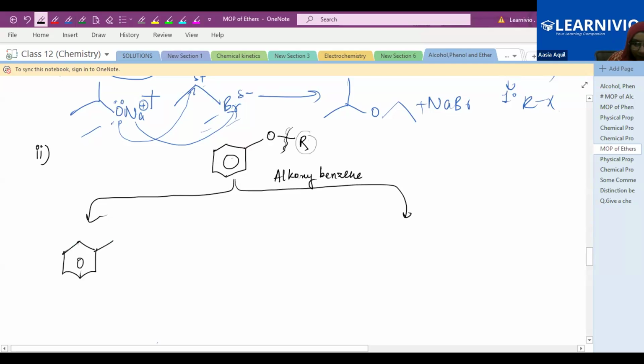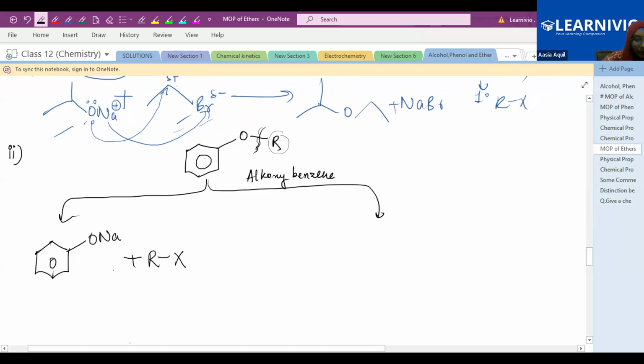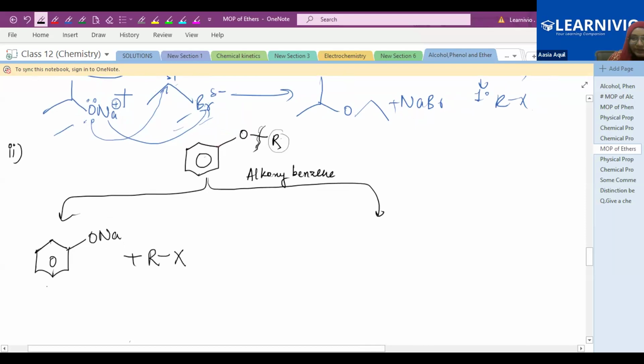So when I break this bond, what will I attach to the oxygen? Na plus, and with this R I will make the substrate, the X group. So basically this is a phenoxide. What is this? This is an alkoxide, as we said, and here this is a phenyl group. So we call it a phenoxide, and this is the reaction of phenoxide and haloalkane.